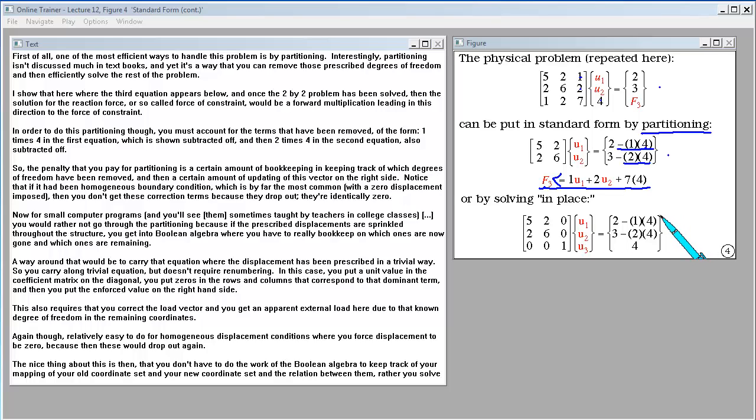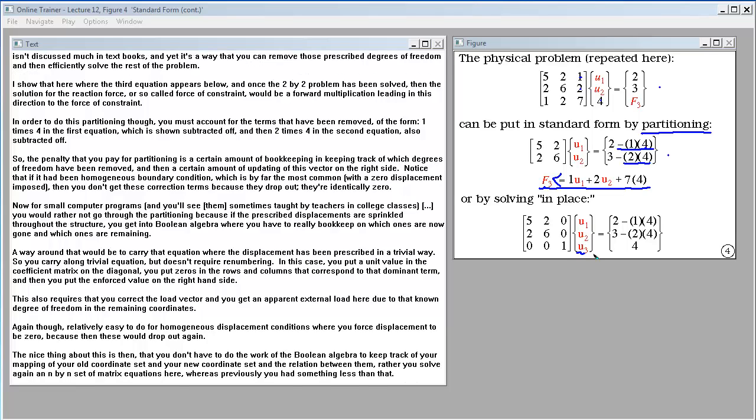Now, for small computer programs, and you'll see this sometimes taught by teachers in college classes, you would rather not go through the partitioning, because if the prescribed displacements are sprinkled throughout the structure, you get into Boolean algebra where you have to really bookkeep on which ones are now gone and which ones are remaining. A way around that would be to carry that equation where the displacement has been prescribed in a trivial way.